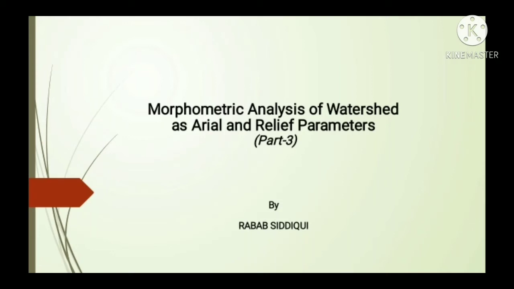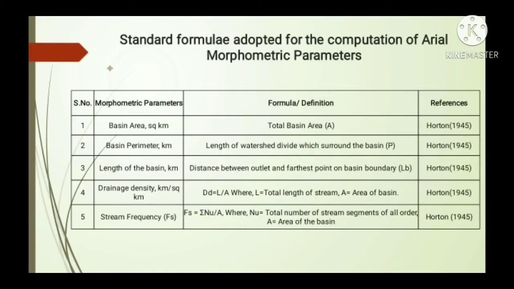Hello everyone, we are going to take the third part of morphometric analysis of watershed as areal and relief parameters. Area of the watershed is an important parameter that points to the volume of water generated from a rainfall. Once the watershed has been delineated, area can be computed through the attribute table in ArcGIS.